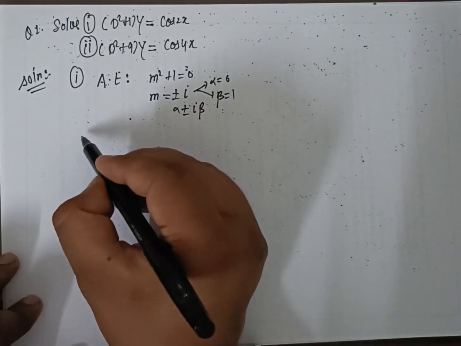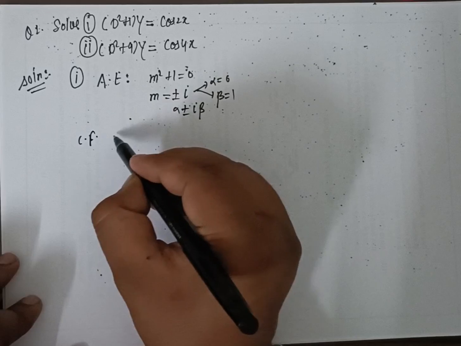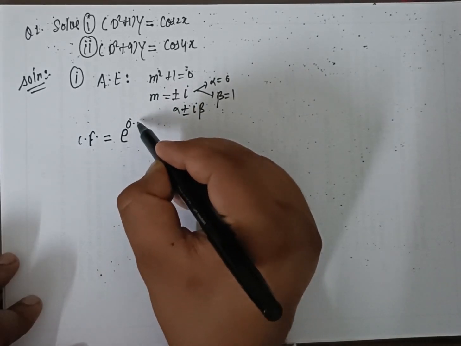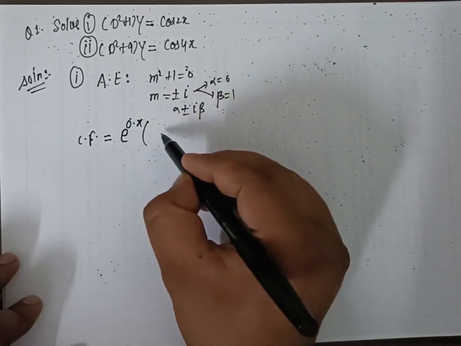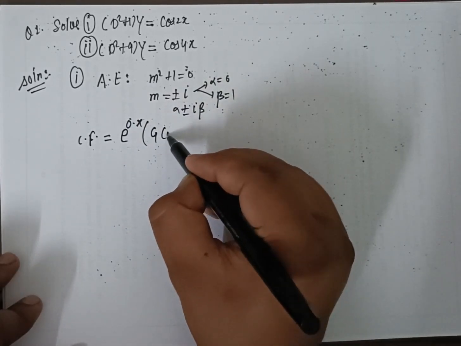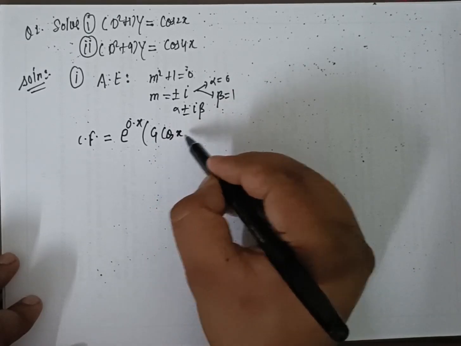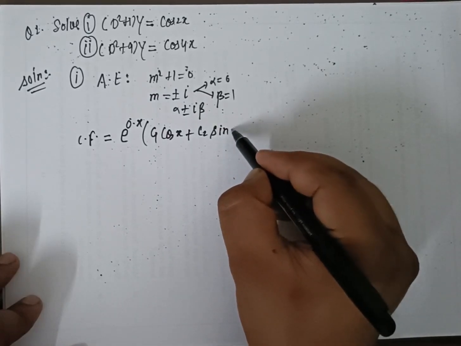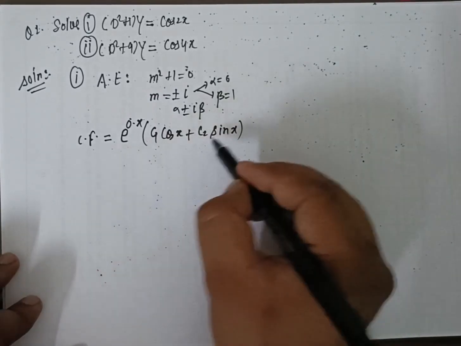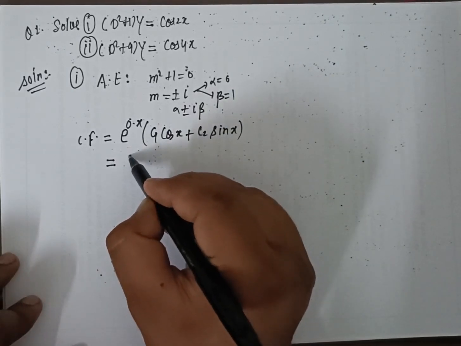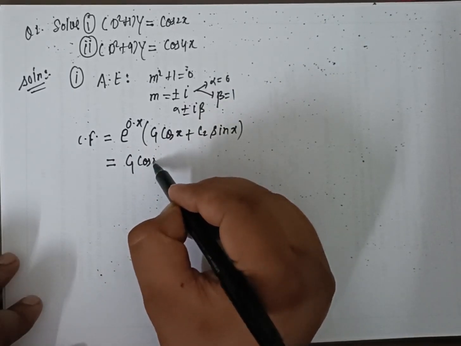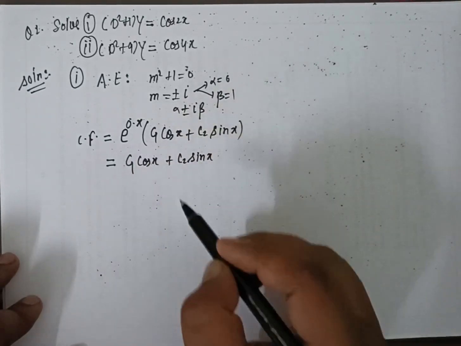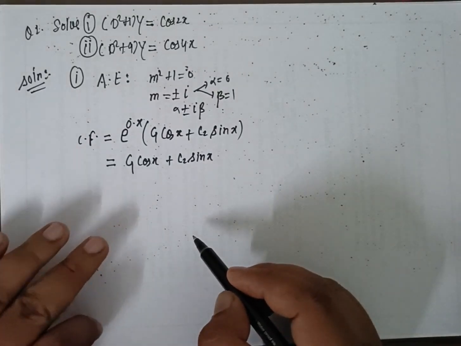So what about the complementary function here? The complementary function will be calculated as e to the power alpha x, that is e to the power 0 into x, and then c1 cos beta x, meaning cos x, plus c2 sin beta x, meaning sin x. So your complementary function will be c1 cos x plus c2 sin x, because e to the power 0 into x is e to the power 0, which is equal to 1.